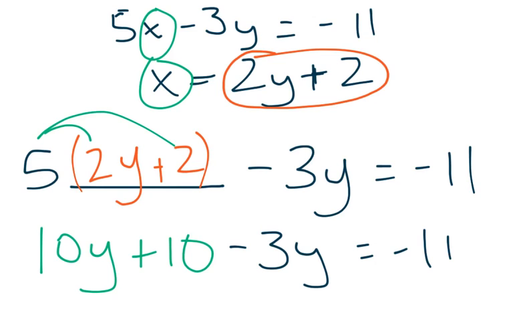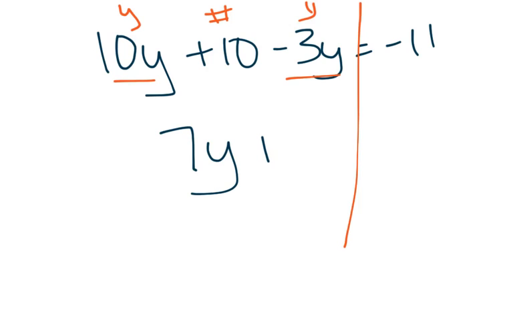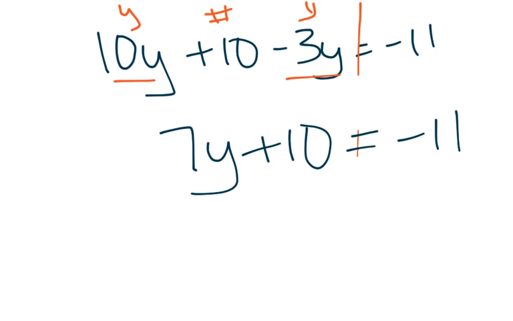And then now this is where I'm going to start, and I'm going to combine like terms and try to solve. Okay, so now we're here, and notice that I have a y, I have a number, and I have a y on this side of the equation. So I'm going to put my two y's together. A positive 10 and a negative 3 will turn into a positive 7. So 7y plus 10 equals negative 11. And then it's just a two-step equation. So I'm going to subtract 10 from both sides.